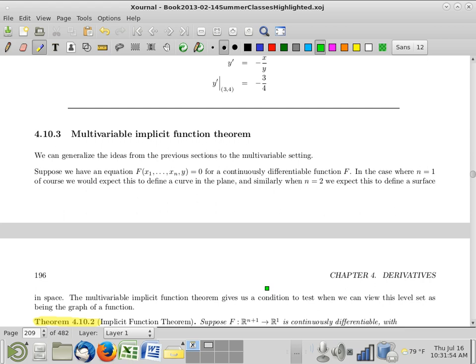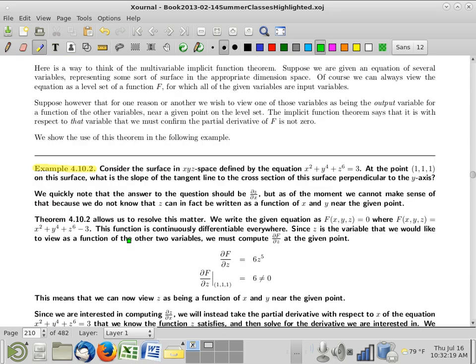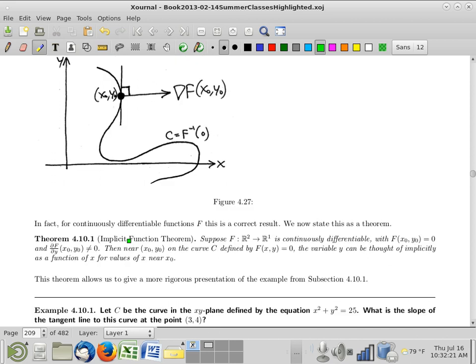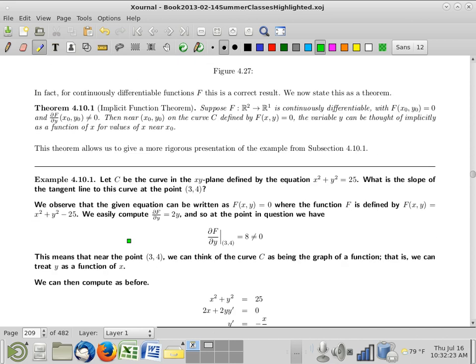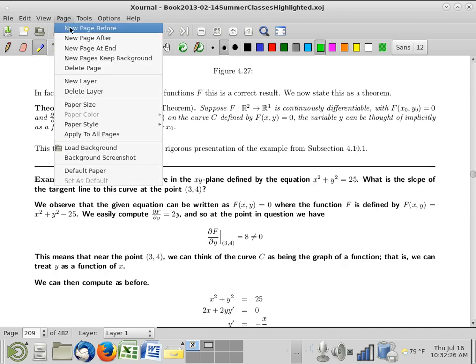The multivariable implicit function theorem considers this scenario, where it's not just f of x comma y equals some constant. In other words, it's not just an equation of 2 variables. Suppose it's an equation of more, possibly several variables, at least 3. Okay. So I'm going to draw a picture. I didn't give myself any space here in the book, so let me give myself a new page.